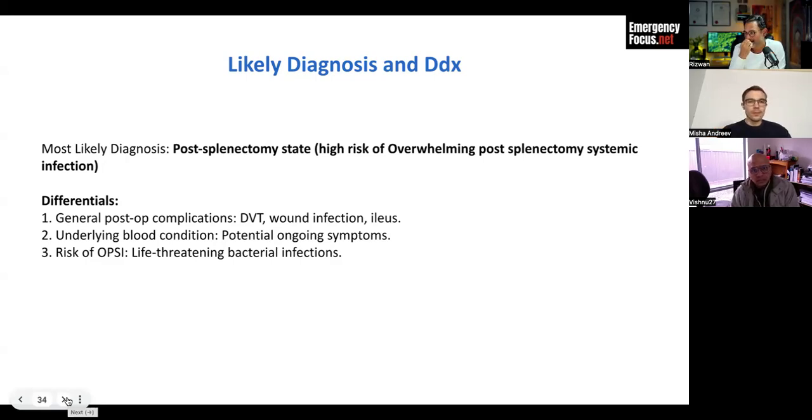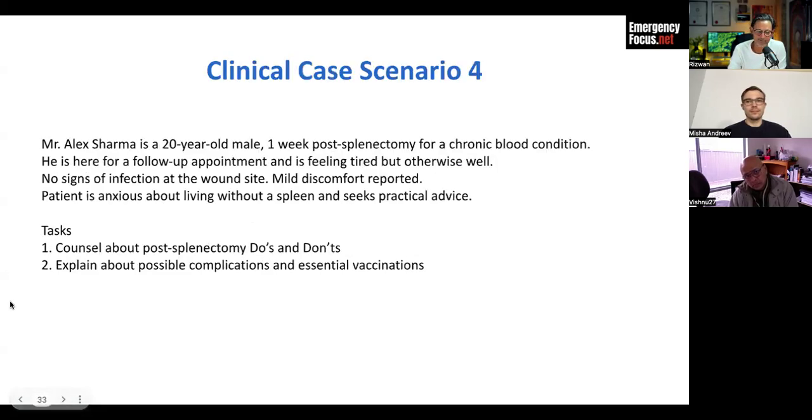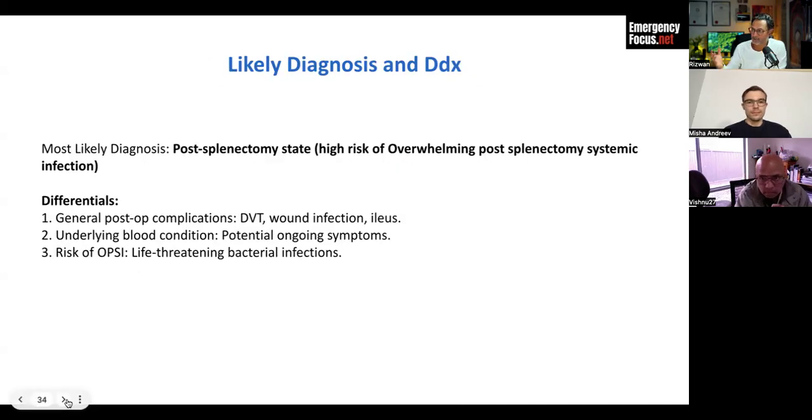So in terms of key advice, the do's and don'ts, remember that the scenario is all about counselling about post-splenectomy do's and don'ts. So what are the do's? We've already talked about post-op complications and vaccination. I'll show you on the next slide which vaccinations. And obviously, the don'ts are avoiding any high-risk activity which could potentially expose the patient to life-threatening infection, and animal bites. So let's have a look.